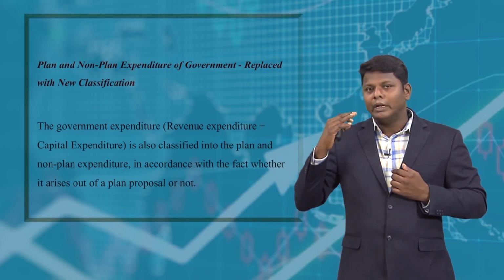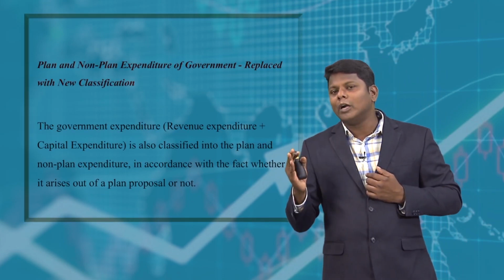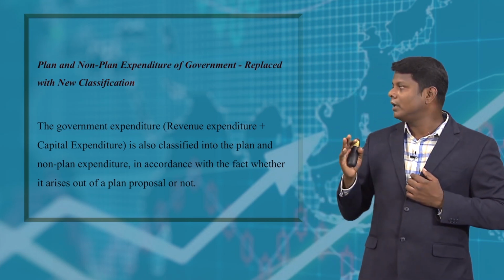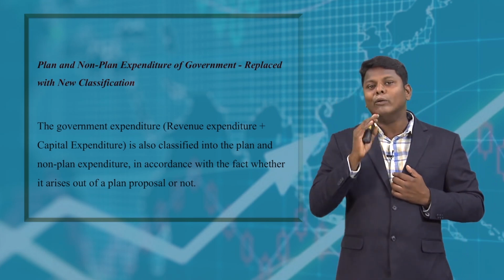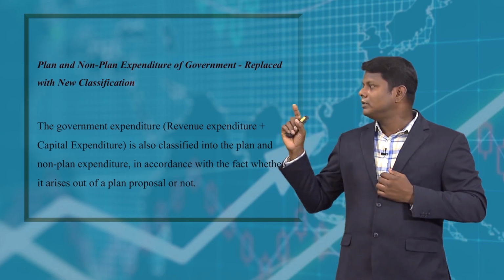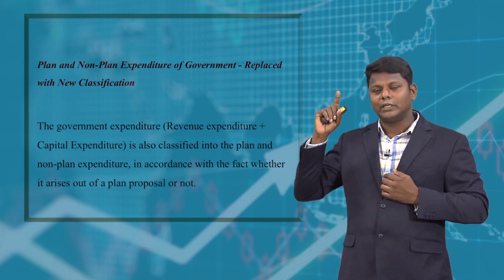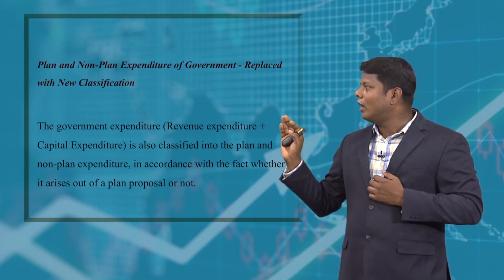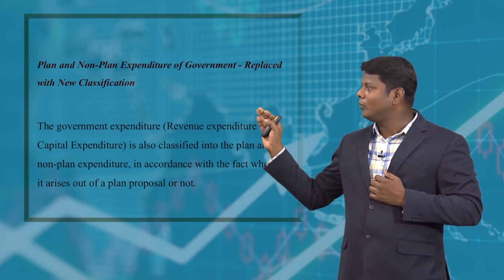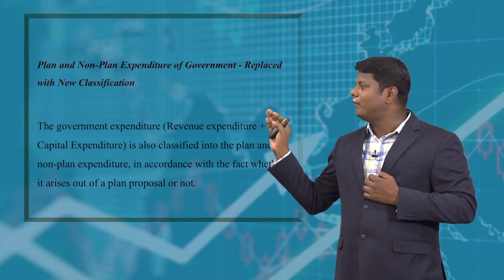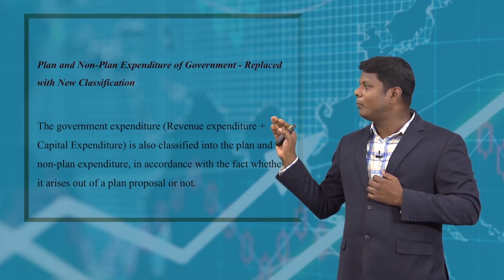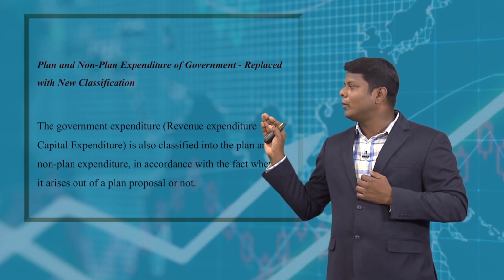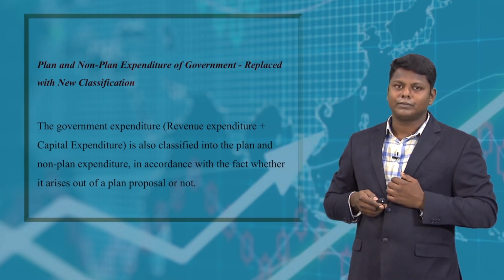Okay. Now this planned and non-planned development expenditure has been replaced with a new classification. See, the government expenditure, which means revenue expenditure plus capital expenditure, is also classified into planned and non-planned expenditure in accordance with whether it arises out of a plan proposal or not, whether it comes under a plan or a non-plan one.